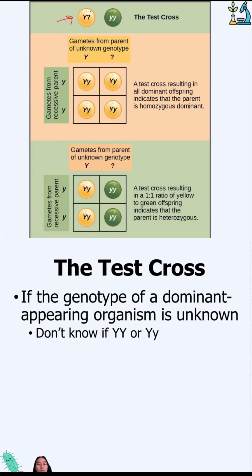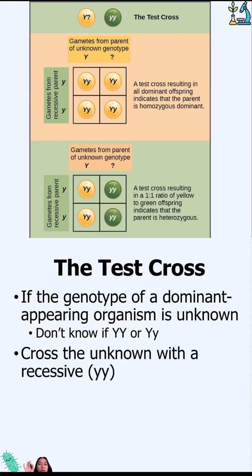Right now we have this unknown organism that is dominant, but we don't know if it's homozygous capital Y or if it's heterozygous. So what we do with the test cross is you get your unknown and you cross it with a recessive. We use the recessive because we know the genotype of the recessive. It will always be lowercase y. To have a pea plant that is green, it has to be the double recessive, or homozygous recessive.